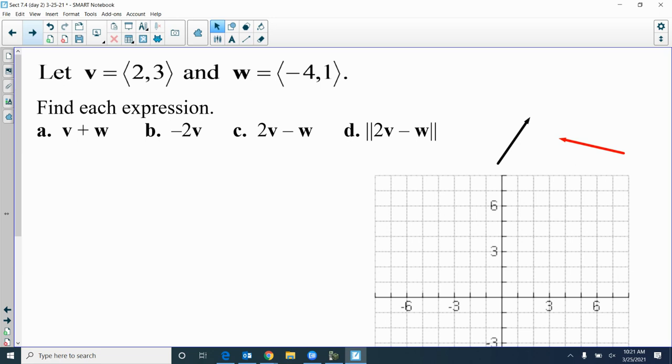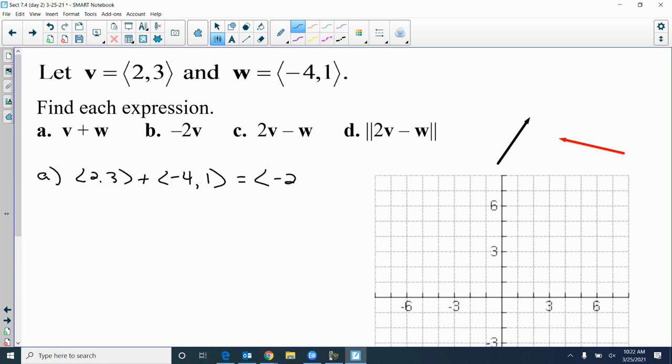All right, so for this first one, where are we at? Now you don't have this grid, and you don't need the coordinate system. Don't worry about that. I'm just going to show something here in a second. But for V plus W, we got 2, 3 plus negative 4, 1. 2 plus negative 4 is negative 2. 3 plus 1 is 4. That's all there is to it.